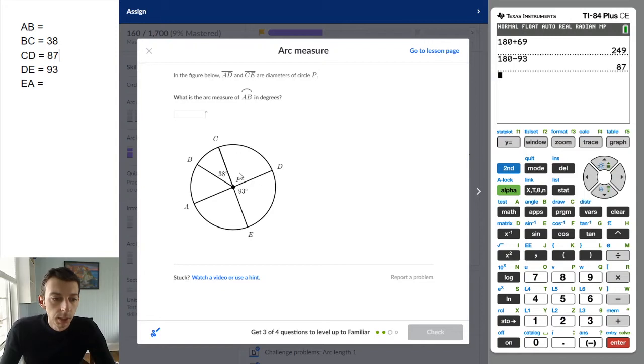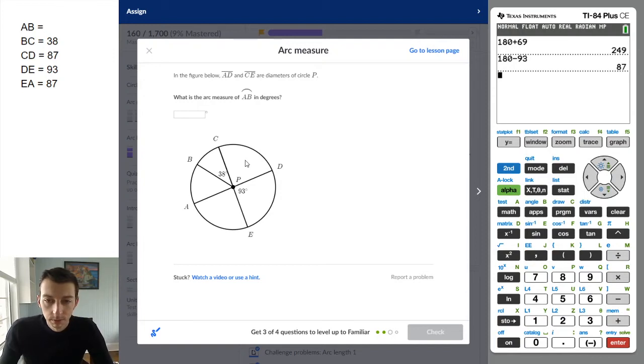Now, I also know that that is vertical with the angle right here. You can also see that AD is a diameter, so I could do 180 minus 93 to find this, or I know that it's a vertical angle here, and that that's also 87. So the last one I'm left with is AB, which is what I need to find.